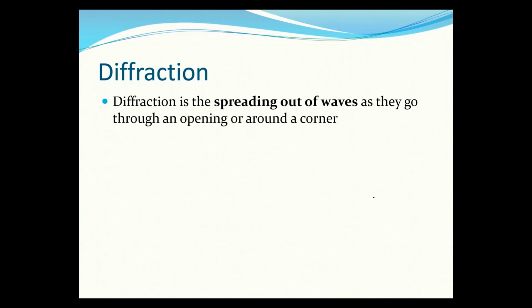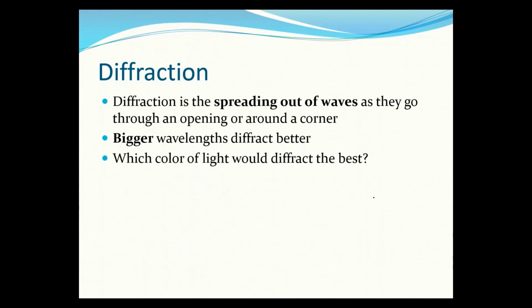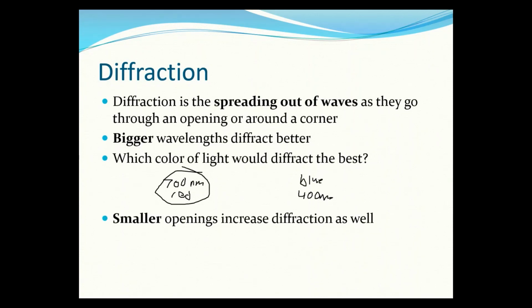Okay. So diffraction is something that we did in Physics 20. Diffraction is the spreading out of waves as they go through an opening or around a corner. Bigger wavelengths diffract better. So which color of light is going to diffract the best? Well, you have to remember that red is 700 nanometers. So this is red, and then blue is 400 nanometers, right? So red is going to diffract the best because it's a bigger wavelength. 700 is bigger than 400. Okay, and if you have a smaller opening, it increases diffraction as well.